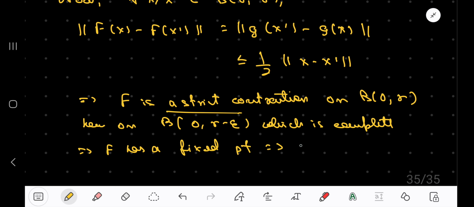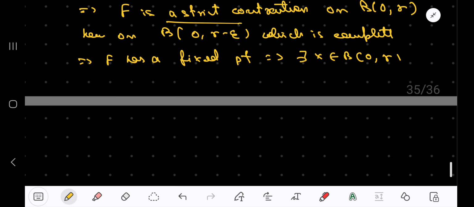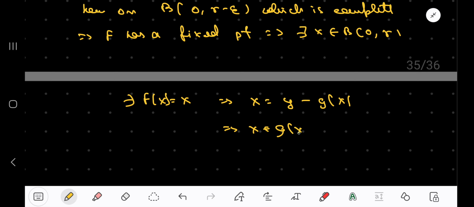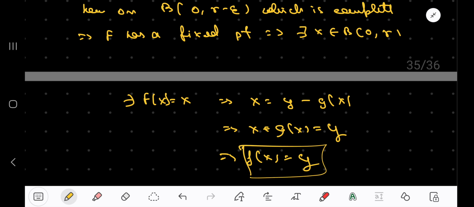f has a fixed point, which implies that there exists some x in B(0, R) such that f(x) equals x, which implies x is equal to y minus g(x), which implies x plus g(x) is equal to y, which implies f(x) is equal to y, and we are done. Fine.